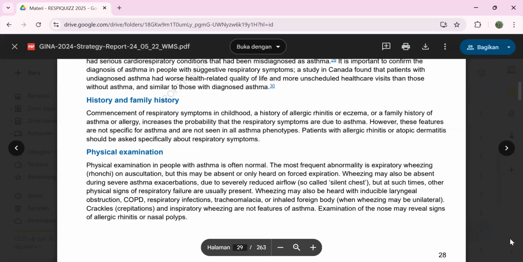Wheezing may also be heard with inducible laryngeal obstruction, COPD, respiratory infection, tracheomalacia, or inhaled foreign body, when wheezing may be unilateral. Crackles or crepitations and inspiratory wheezing are not features of asthma. Examination of the nose may reveal signs of allergic rhinitis or nasal polyps.